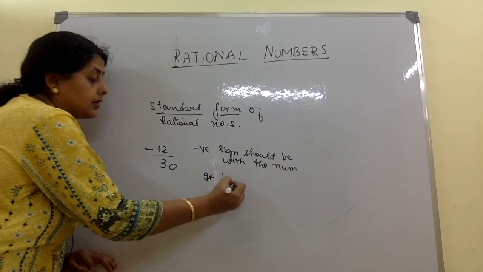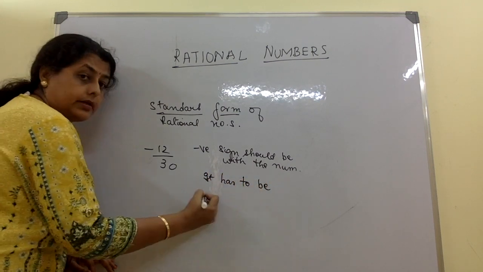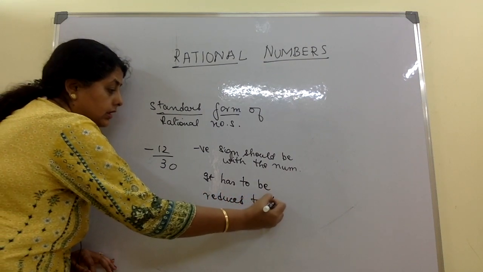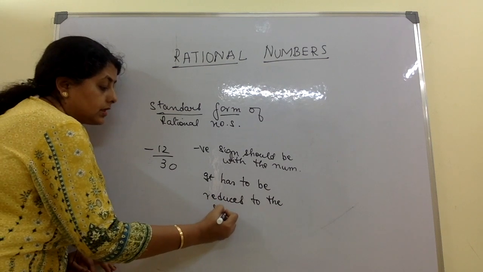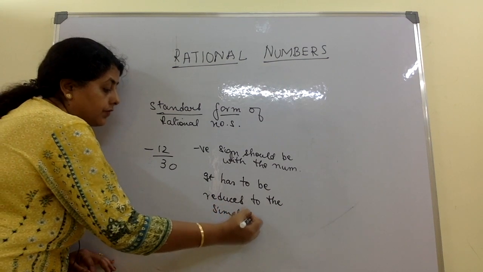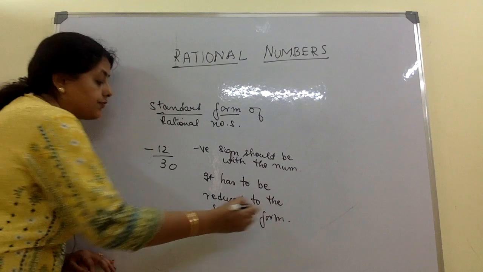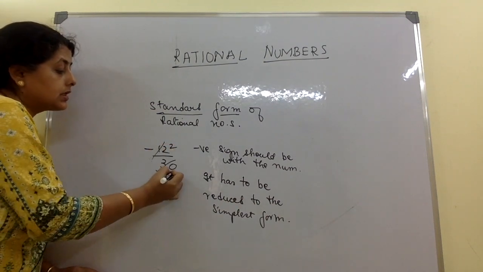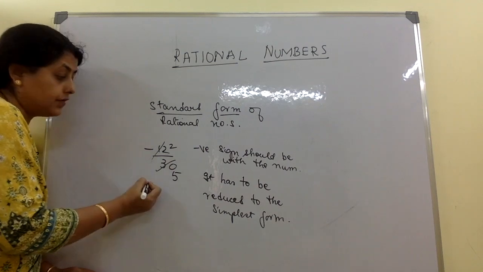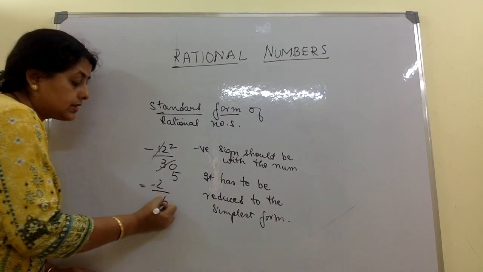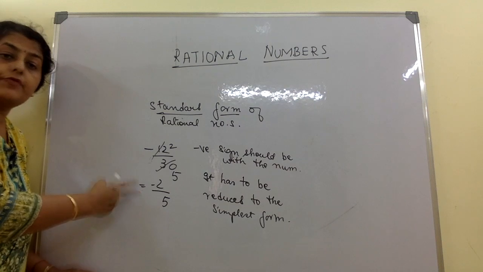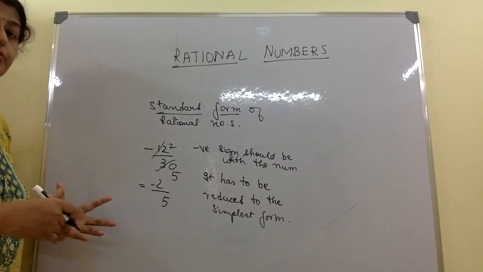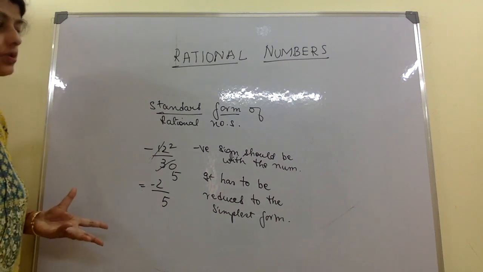it has to be reduced to the simplest form. What is reducing to the simplest form? So now I will cancel: 6 2s are 6, 6 5s are 30. I can't reduce it any further. So this is the standard form. Minus 2 by 5 is my standard form. Okay, so let me take another number and show you what standard form is all about.